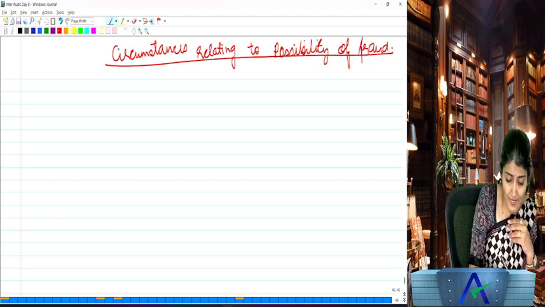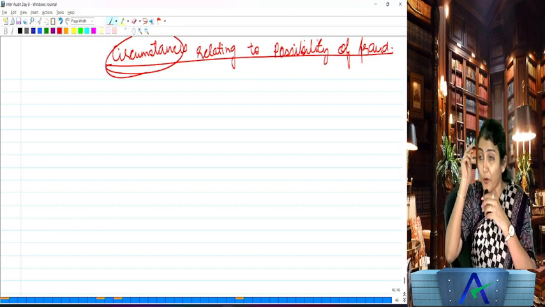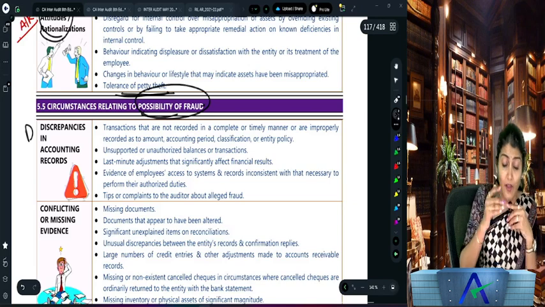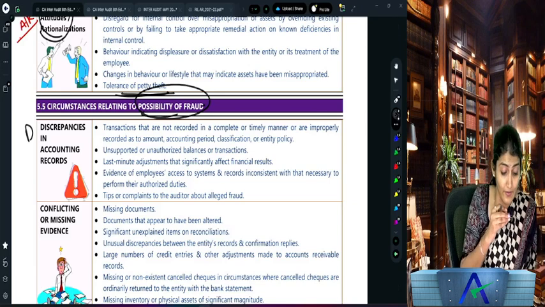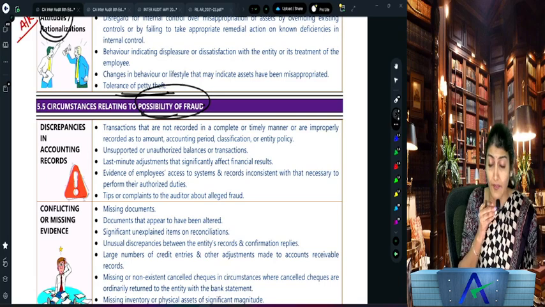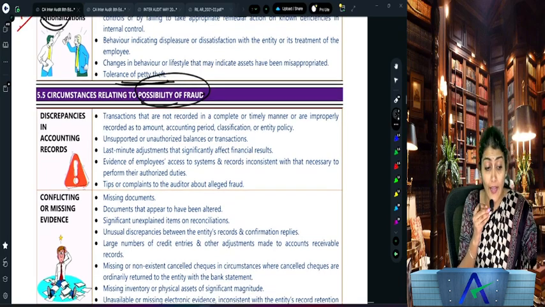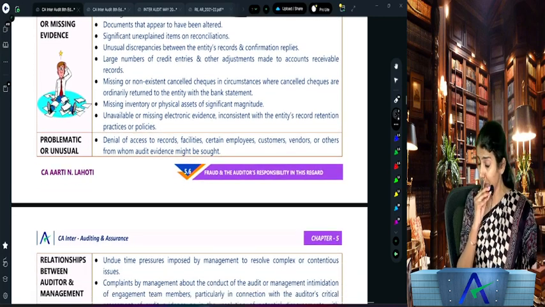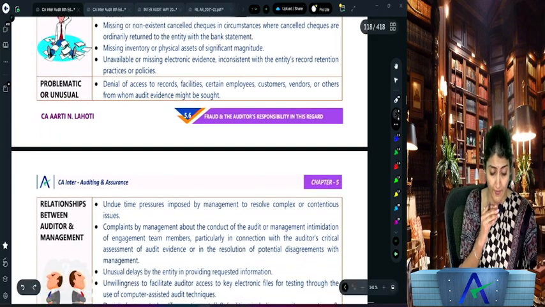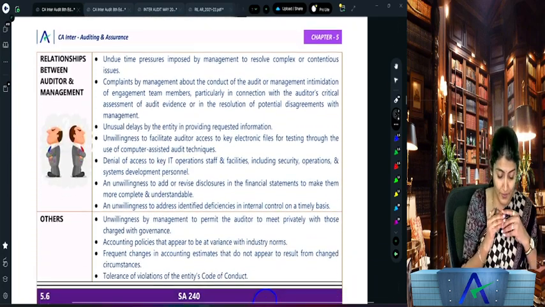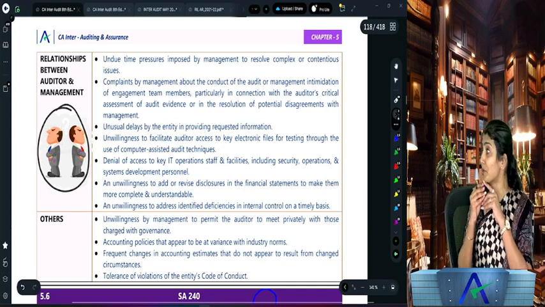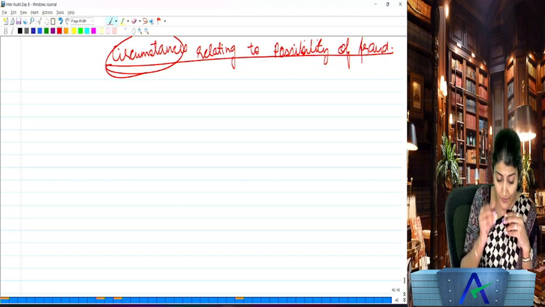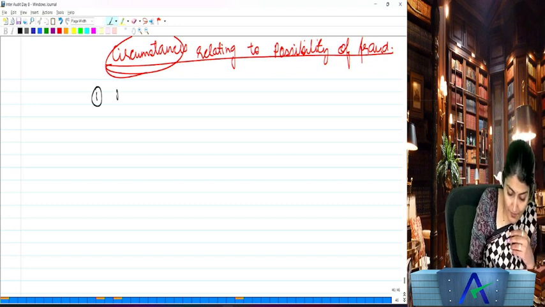Now as an auditor, what happens in the audit? What are the circumstances because of which you are able to smell a fraud? One, there is a discrepancy in the accounting record. Second, there are conflicting or missing evidences. Third, there is a problematic or unusual relationship between the auditor and the management. And the last one is others.